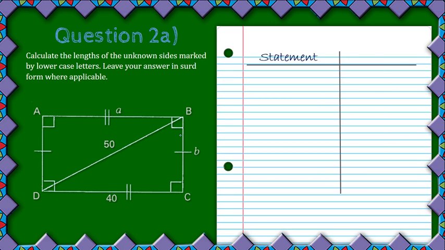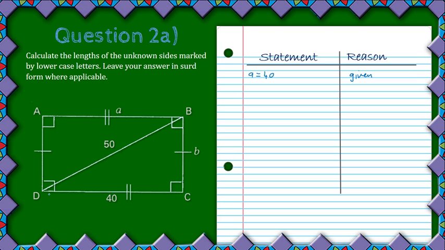So A is pretty straightforward. This looks like a rectangle where we've got the opposite sides equal. So we know that A is equal to 40, and my reason is given, because it's given that this side is equal to that side. And then I need to find B.